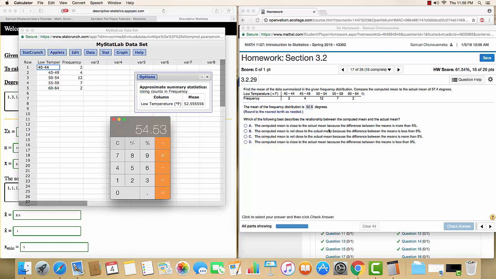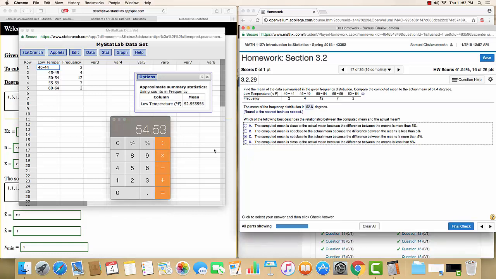So option B is out and option D is out. We look at options A and C. The computed mean is close to the actual mean because the difference between the means is more than 5%. The computed mean is not close to the actual mean because the difference between the means is more than 5%. We see here that it's more than 5%, and because of that, we say it's significantly different. So I will go with C. 54.53 is greater than 52.6. Okay, so I will go with C.